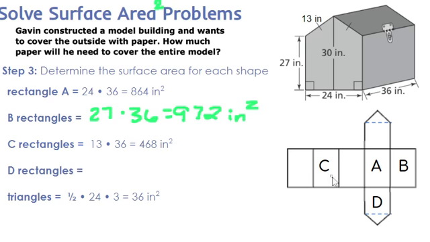Rectangle C, which is the roof. So again, I have 36 times 13, 36 again times my 13 side, which gives me 468 inches squared. Moving on to the front and the back of my house, which are 24 by 27 inches, and that gives me 648 inches squared. But finally, moving on to my triangles, I have 1/2 my base, which is 24 times my height of 3, giving me 36 inches squared.